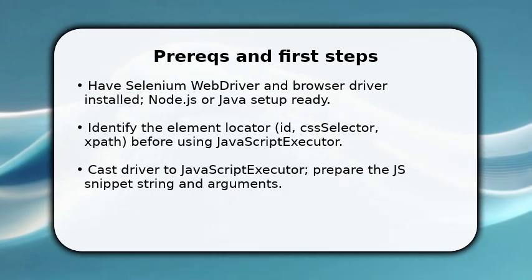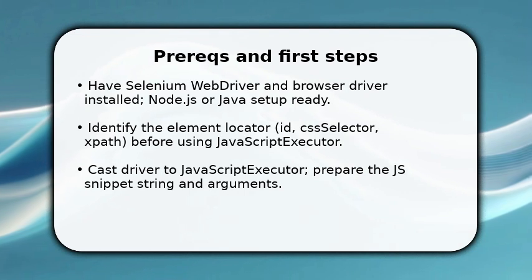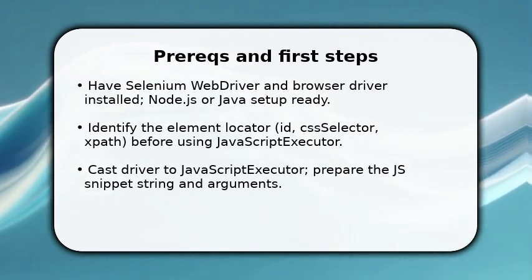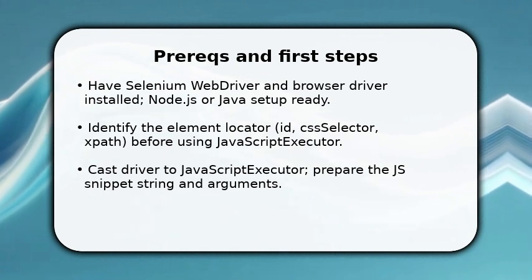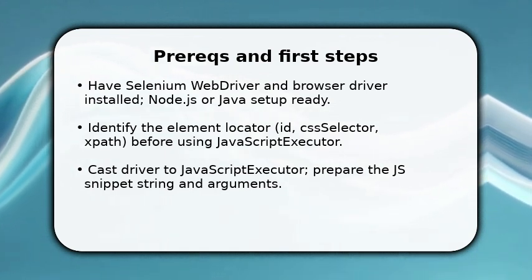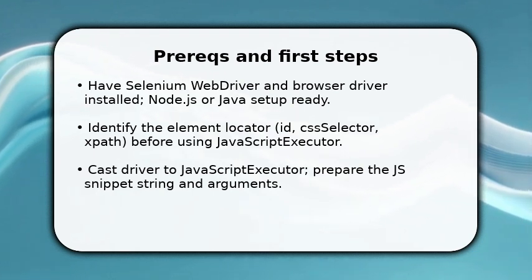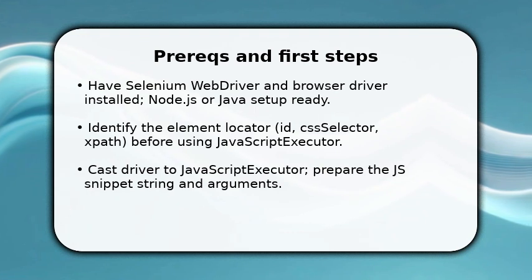You start by confirming prerequisites: a working WebDriver, matching browser driver, and your project language bindings. Once done, locate the target element with the fastest stable locator. Then cast your driver to JavaScriptExecutor so you can run scripts directly in the page context.